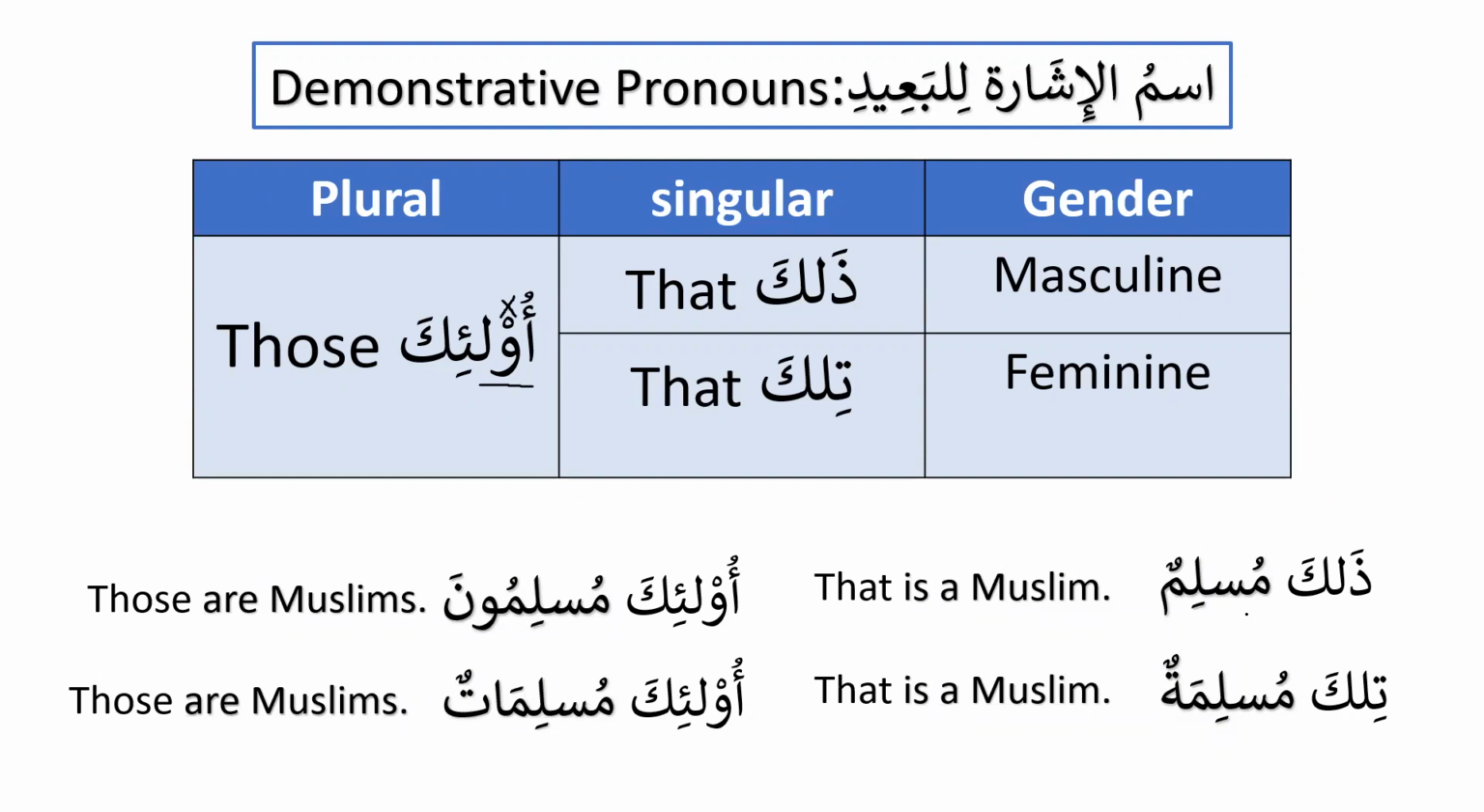Now we can see here, dhalika muslimun, that is a Muslim, and tilka muslimatun, that is a Muslim. So in English, the translation will be the same, but in Arabic, according to the person, the pronoun has to change. When we talk about the plural, we say ulaika muslimuna. So we know that the plural of Muslim is muslimuna. Those are Muslims, and similarly, ulaika muslimatun, those are Muslims.